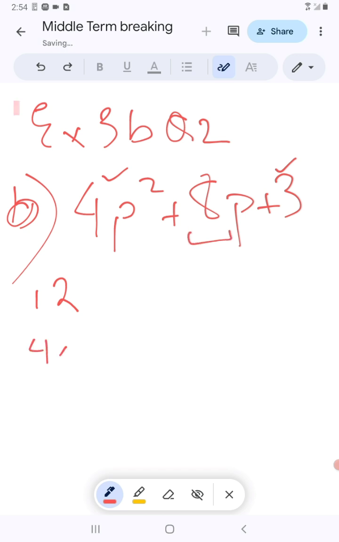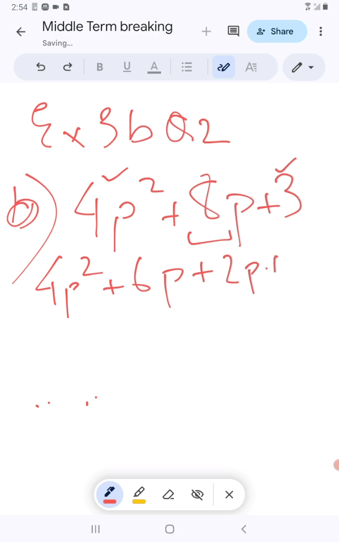So 4 multiplied by 3 is what? 12. However, if I add these two, what do I get? 7. That's not 8. So this means these factors are not going to be taken. Then if I say 6 multiplied by 2 is 12. And when I add these two as well, I get the answer 8. So I'll use 6 and 2. So let's start. Now 4p square as it is, write it down, plus 6p plus 2p plus last number as it is.